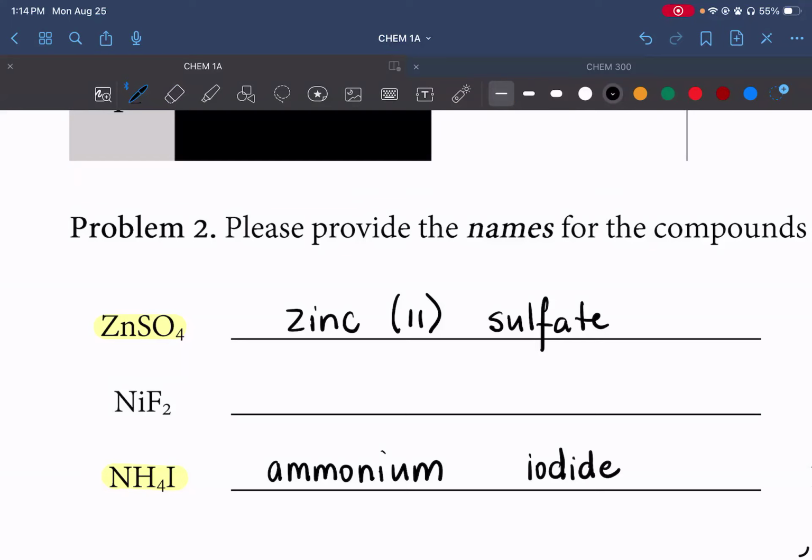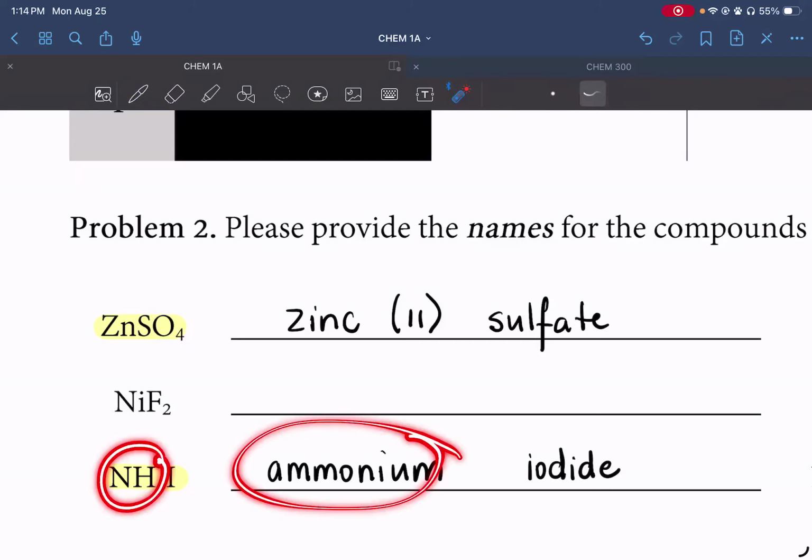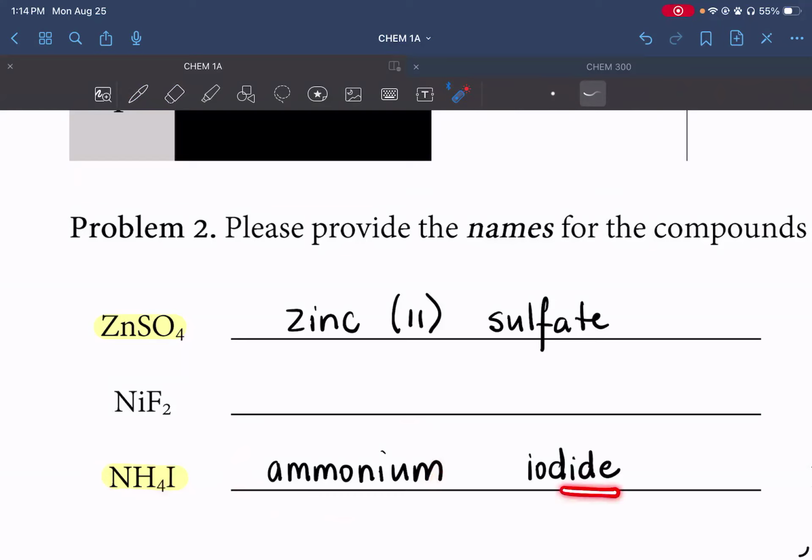Am I missing anything? Nope. The ammonium is a polyatomic ion, so I don't need Roman numerals. The iodide has been switched in, the ide. This is a covalent compound, so you do need the mono, the di, the tri, the tetra. But how much of each exists? Just one. So yes, you could technically write monoammonium, monoiodide. It would not be wrong, but conventionally we drop the mono.